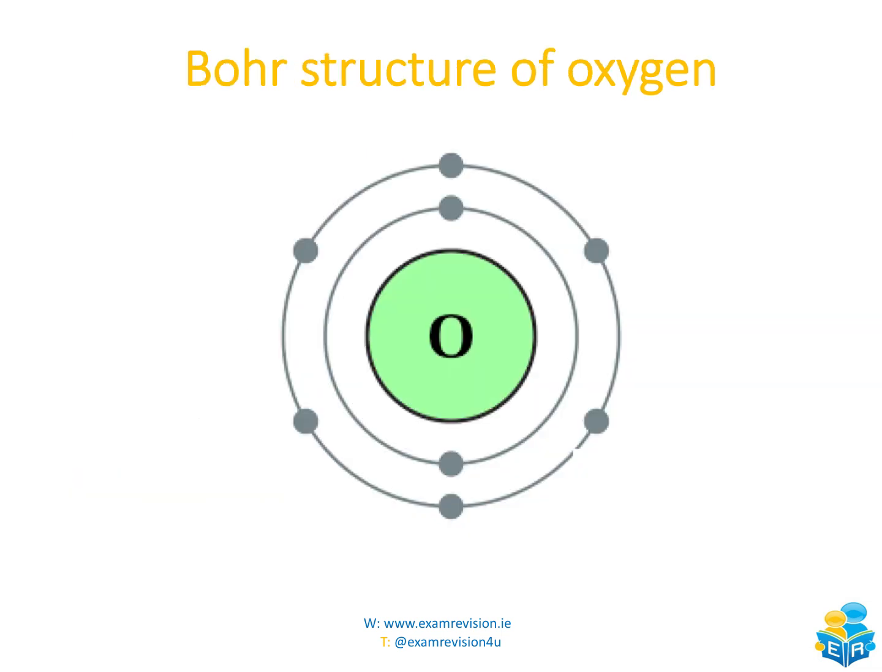Alright, so here we go. Just to remember, we had 8 protons, 8 neutrons, and 8 electrons. That's what we figured out from our calculations. Let's have a look at the nucleus first of all.